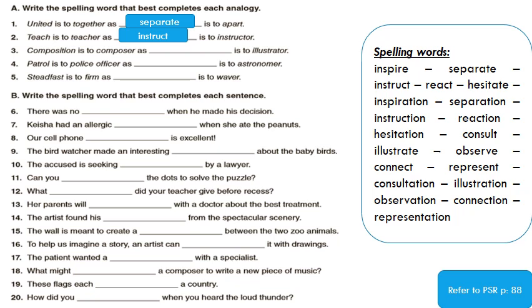In exercise B, you have to fill in the missing word, the correct spelling word, to complete the meaning of the sentence.